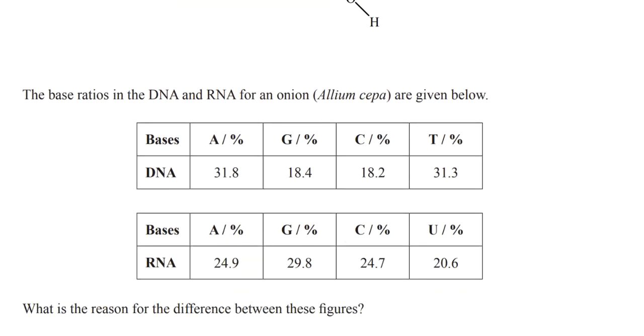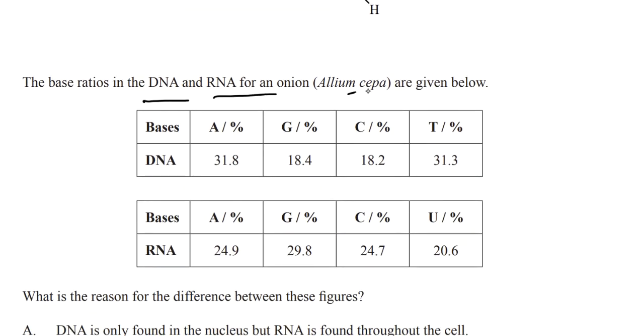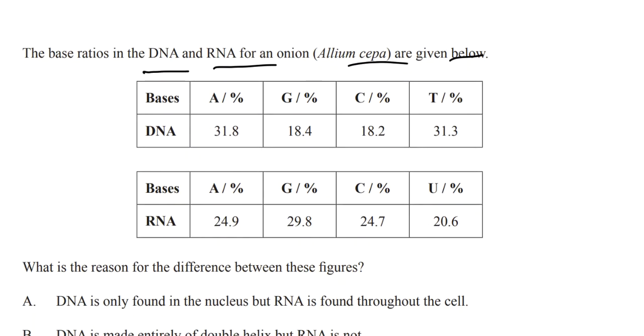The base ratios in the DNA and RNA for an onion are given below. A, adenine, guanine, cytosine, and thymine. We see they're basically equal. They're not exactly equal for some reason, but they're basically equal. And we have RNA. DNA, what is the reason for the difference between these figures?